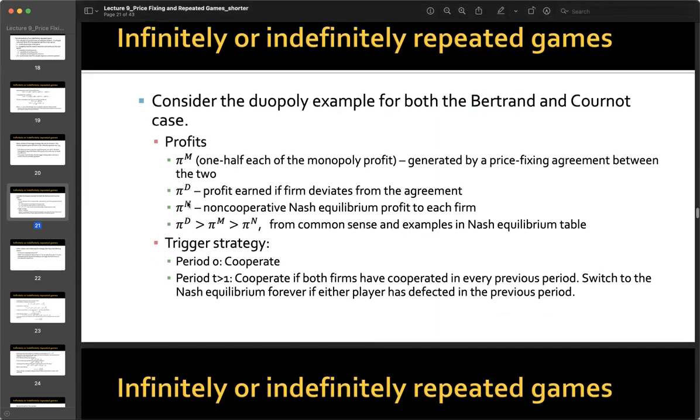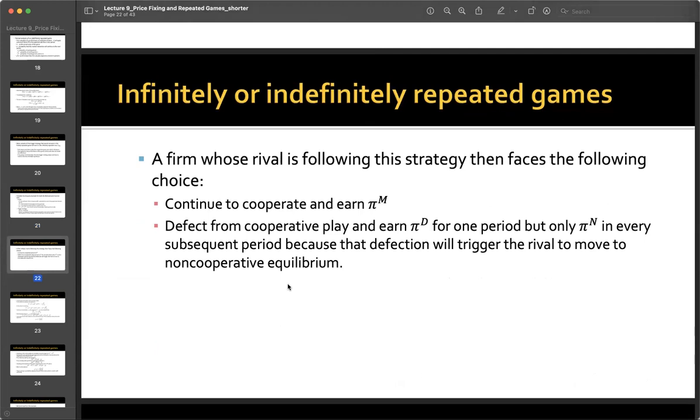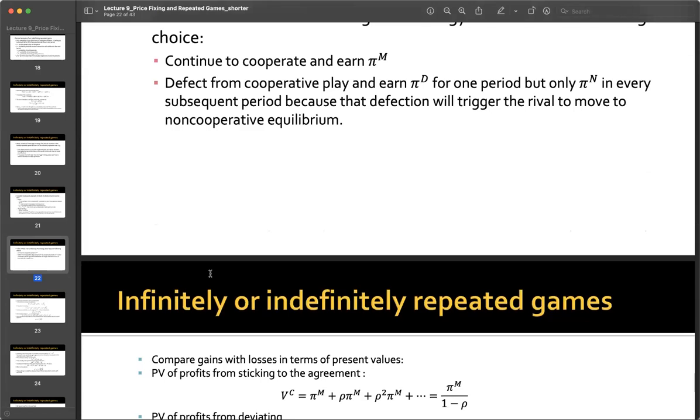But once you have this pi deviation, then everyone will go back to Nash, which is again lower than everything else, and then forever Nash. Okay, so that's the strategy set that we're trying to evaluate right now. So a firm whose rival is following the trigger strategy faces the choice, right? To continue to cooperate and earn pi m, or you defect, earn pi d for one period, and earn pi n for every subsequent period. Okay, because the defection will trigger the rival to move to the non-cooperative equilibrium. Which again, I should stress that the non-cooperative equilibrium in this case is self-reinforcing because it's the Nash equilibrium.